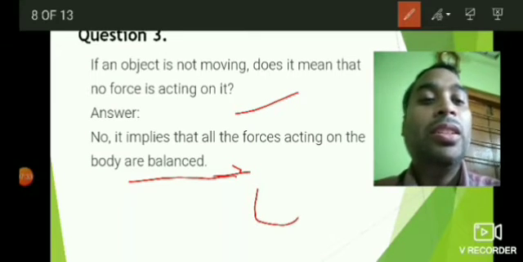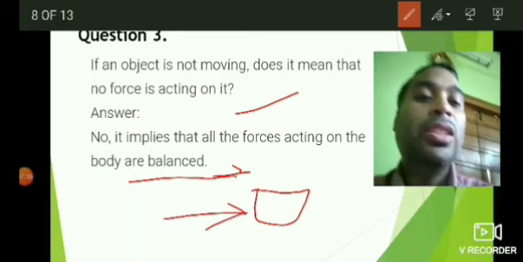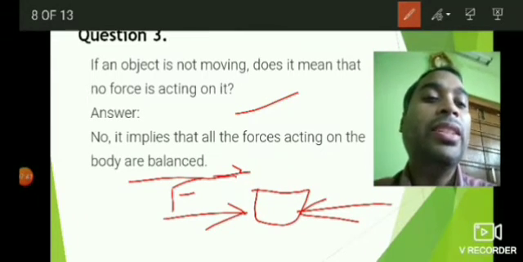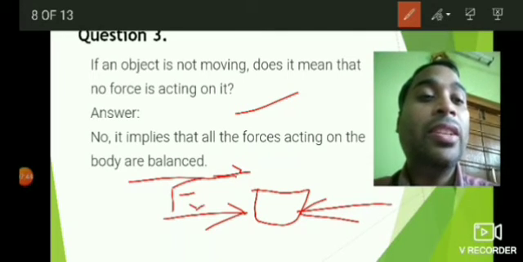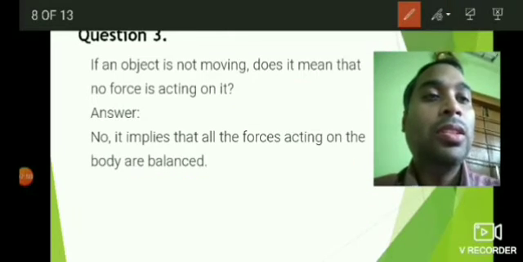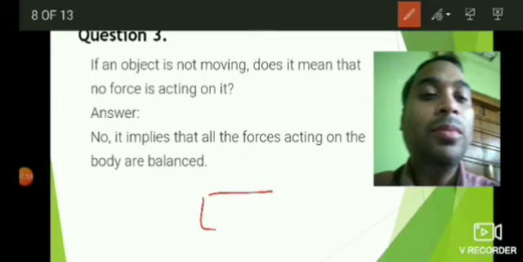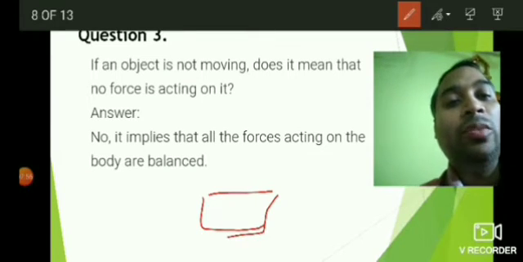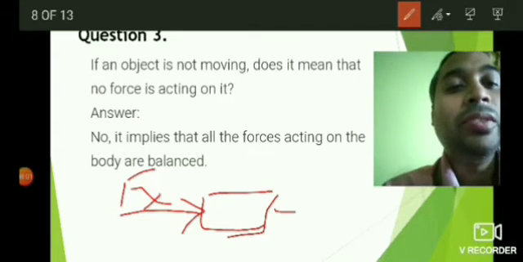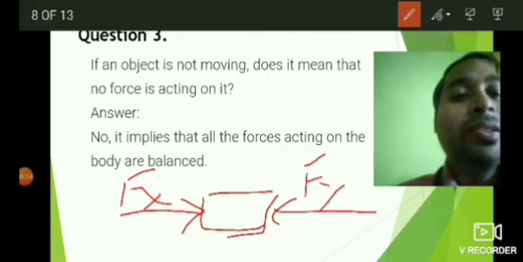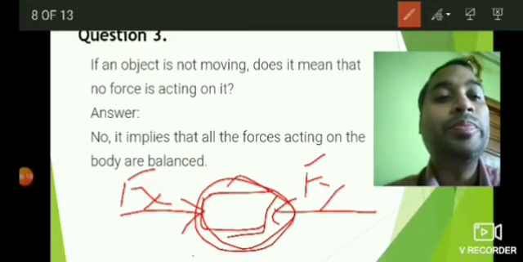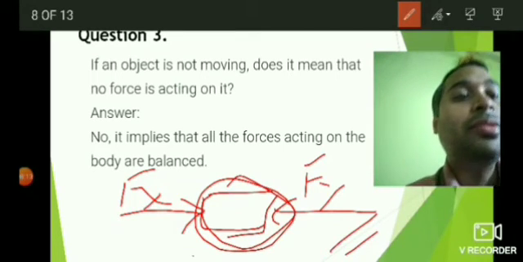So if this is an object, and if we apply force from this side and the same amount of force is exerted from the opposite side, then we can say the forces are balanced. Now if this is Fx, this is Fy. Let us understand with the help of this diagram. Suppose this is an object and we are applying force Fx from this side and Fy from this side, and if both the forces are equal, then this object will not move. So this is called balanced force.